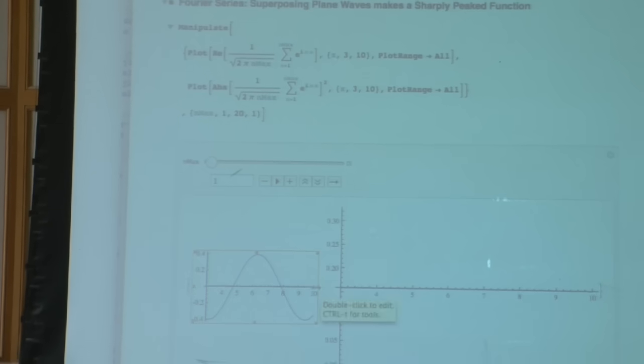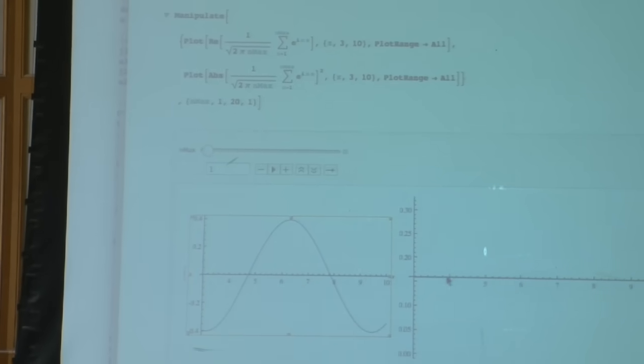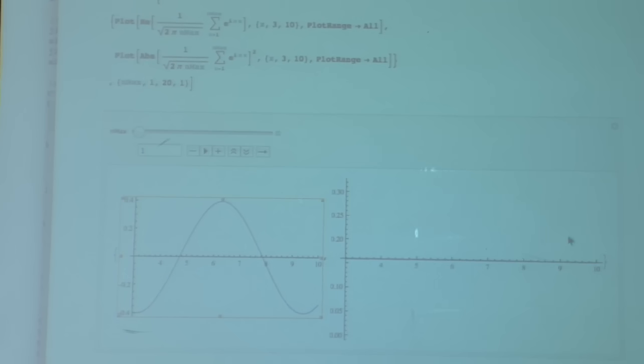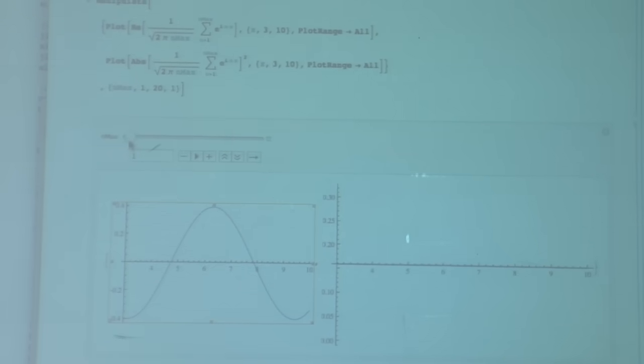Stupid Mathematica tricks. So here we have the wave function, and here we have the probability distribution, the norm squared. And it's sort of badly normalized here. So that's for a single wave, and as you see, the probability distribution is constant. And that's not 0, that's 0.15. It's just I arbitrarily normalized this.